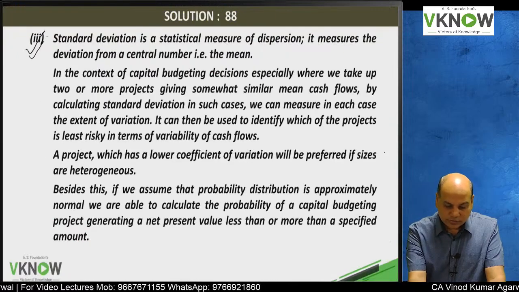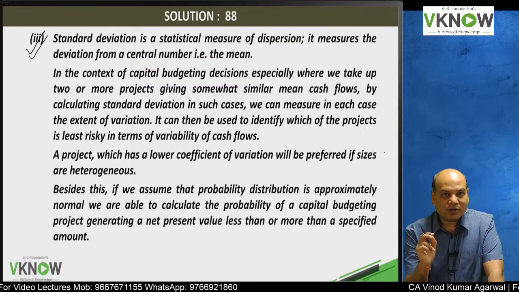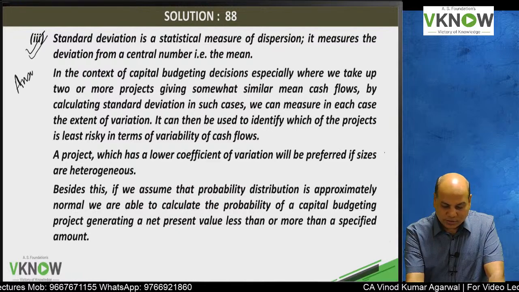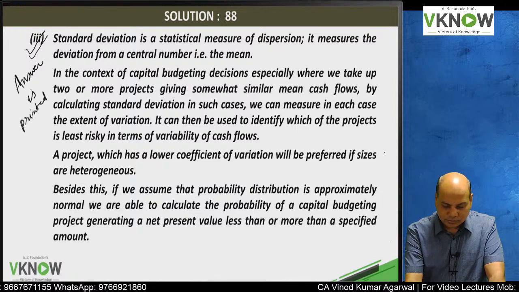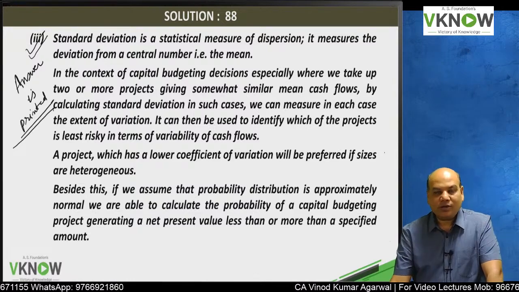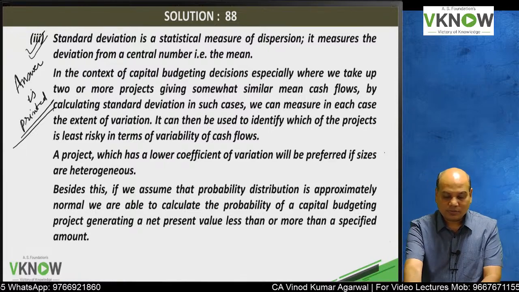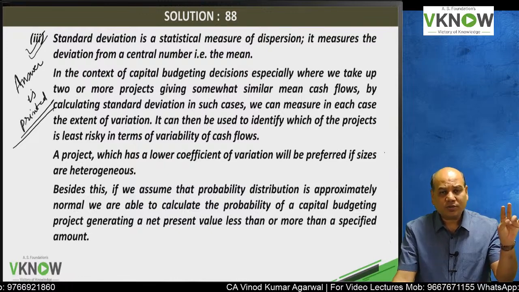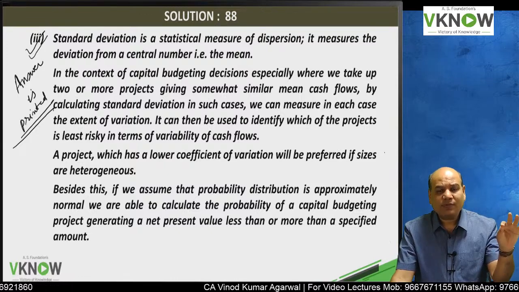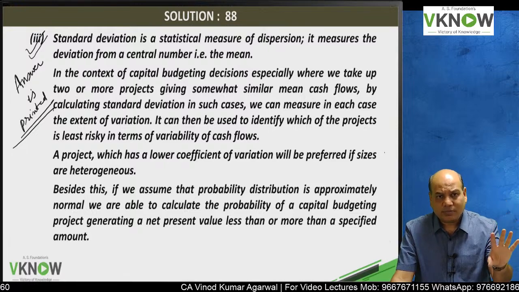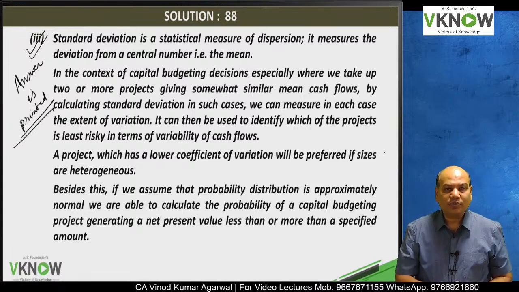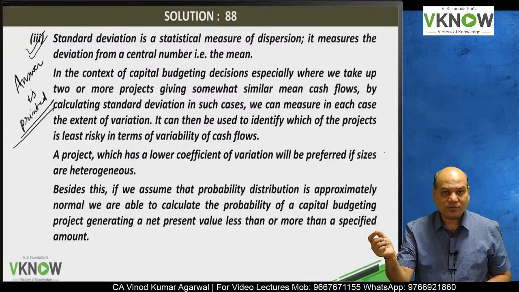Third question was, how does standard deviation help in capital budgeting decision? This answer is printed in the book, so you don't need to copy, but I'll explain what is written here. First, if there are two projects which have the same expected NPV but different standard deviation, then you can select the project with lower standard deviation.